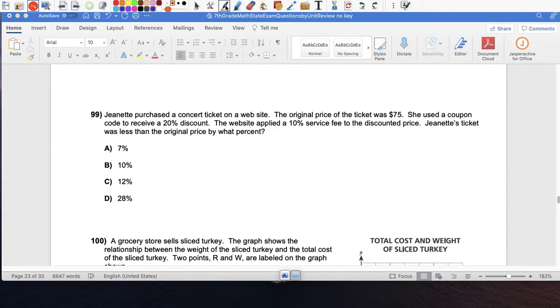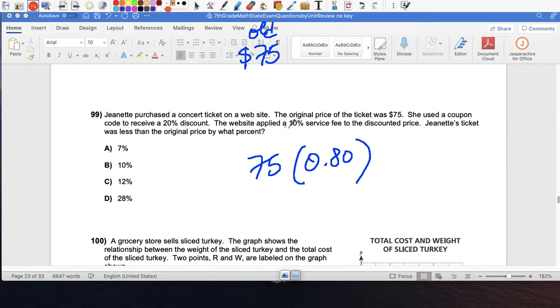So this is the original price. Let's call this the old. The new price is whatever she got after paying that. First of all, $75. If you get a 20% discount, you still have to pay for 80% of it. And then think of this as tax, as a service fee. So that becomes 1.10. So 75 times 0.80 times 1.1. She ends up paying $66 for the ticket.